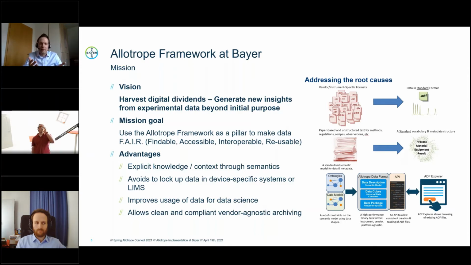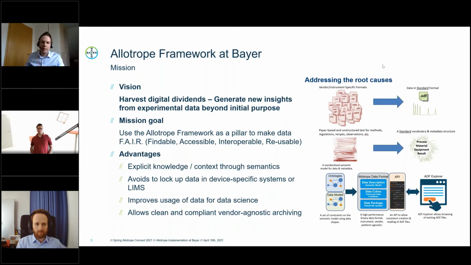Of course, if you do it in the right way, you will have explicit knowledge, because you have semantic information attached to your data. If you use it, it will avoid locking up data in device-specific systems or LIMS systems, for example. In the end, it will also improve how you can use data for data science, because it's very important that you have well annotated data. And another side effect, which is very important for our regulated industry, is that it allows clean and compliant archiving.